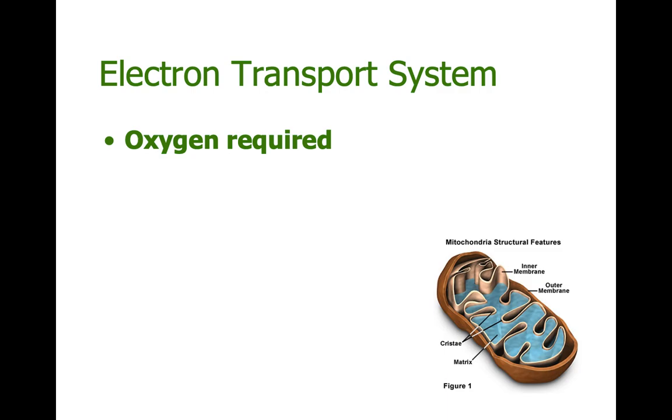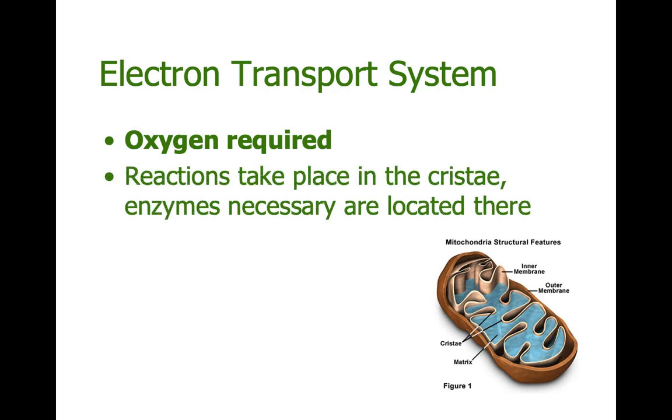Oxygen is required. Again, I wish I could make it flash, neon spotlight, do something really fancy to get your attention on this, because it is crucial that you see that for the Krebs cycle, or the citric acid cycle, and the electron transport system, oxygen must be present. And it's going to happen in the mitochondria. The reactions for the electron transport system take place in the cristae, those folds of the membrane. That's where we're going to find the enzymes necessary for these chemical reactions.